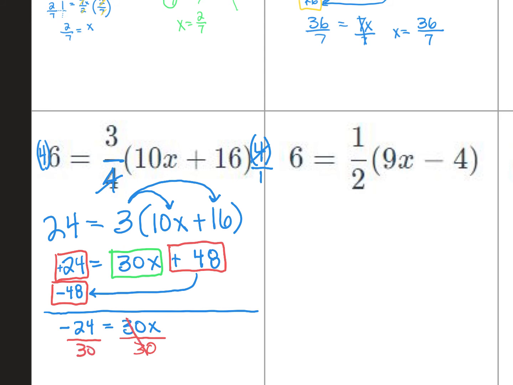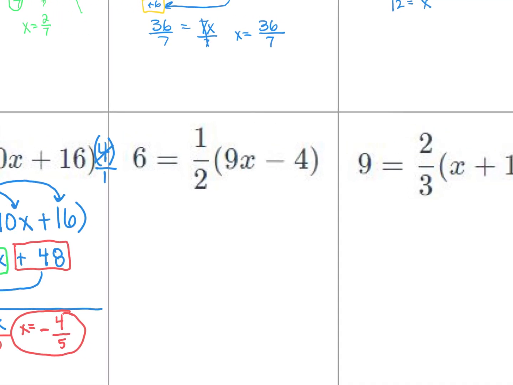And we're done, except you can simplify negative 24 over 30, and 6 goes into both of them. 6 goes into 24 4 times, and 6 goes into 30 5 times. So the answer is negative 4/5. Or since they're both even, you can just keep cutting them in half. All right, next problem.